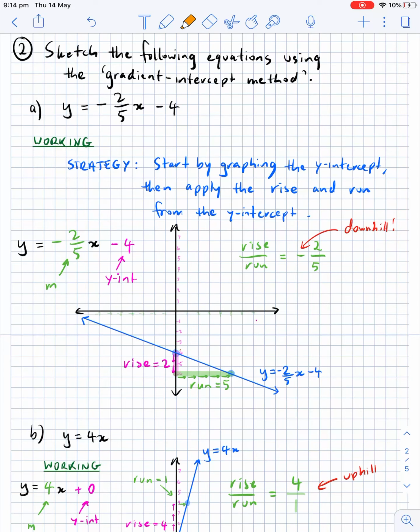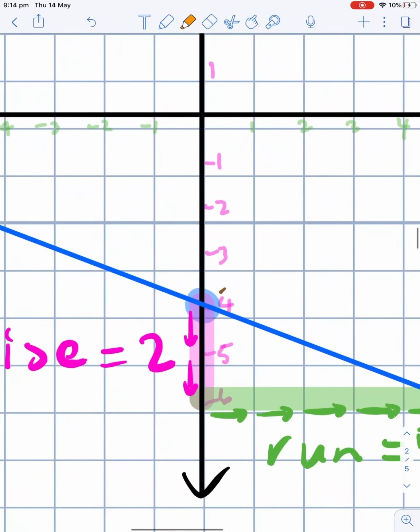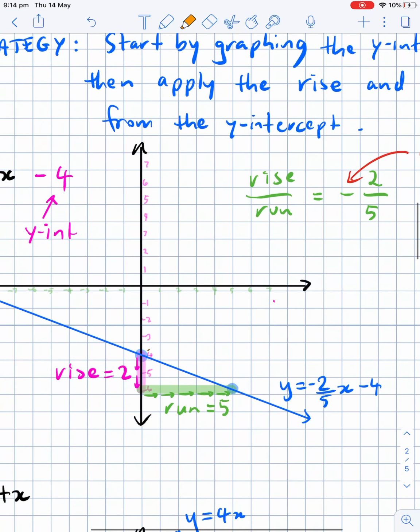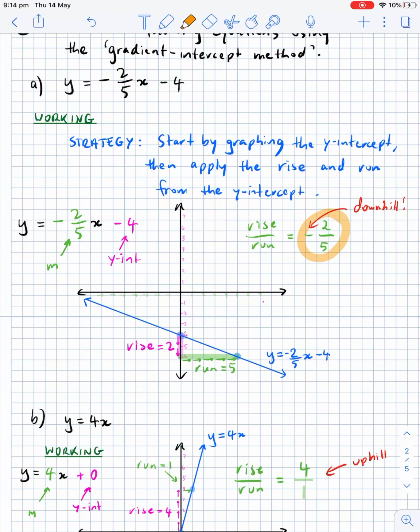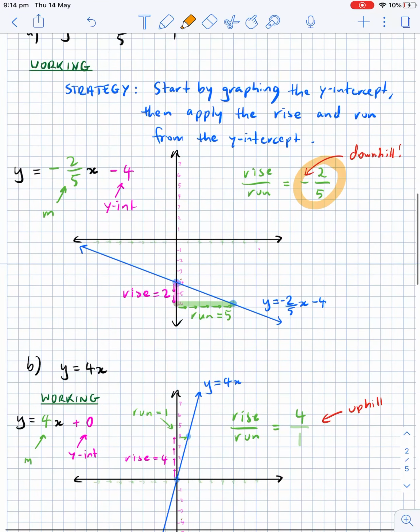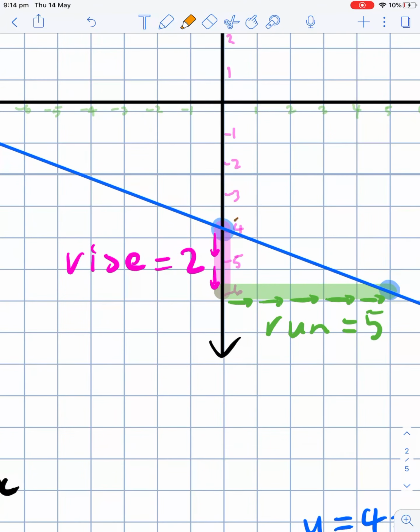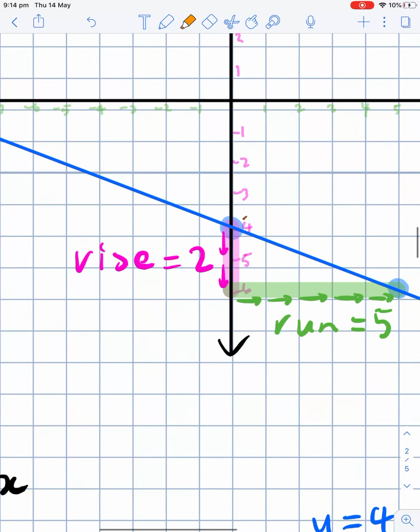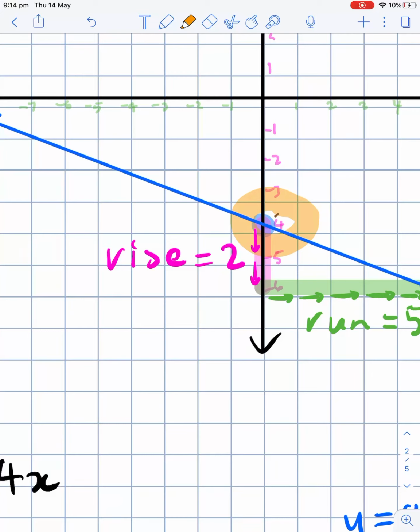Okay, so we can see here we've got the right y-intercept. I'll zoom in to show you. We definitely know that it goes through at -4. But our rise and run is -2/5 from this coefficient of x. So that means it's downhill because it's negative. And we know that the rise is 2 and the run is 5. So we've got to make sure we're rising 2, but because it's downhill, we're going to be going down. So notice from our y-intercept of -4, we've gone down 2 squares.